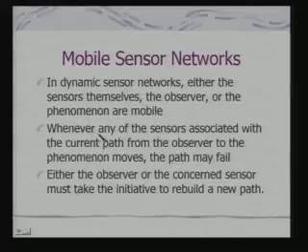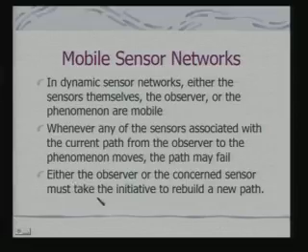Whenever any of the sensors associated with the current path from the observer to the phenomena moves, the path may fail. So, what does that imply? That implies that the path has to be recomputed. So, I need to have a protocol which is adaptive to the topology of the network. Then either the observer or the concerned sensor must take the initiative to rebuild a new path. So, this becomes the basic adaptation of the overall system with respect to the changing topology. Either the observer or the concerned sensor must take the initiative to rebuild the path.